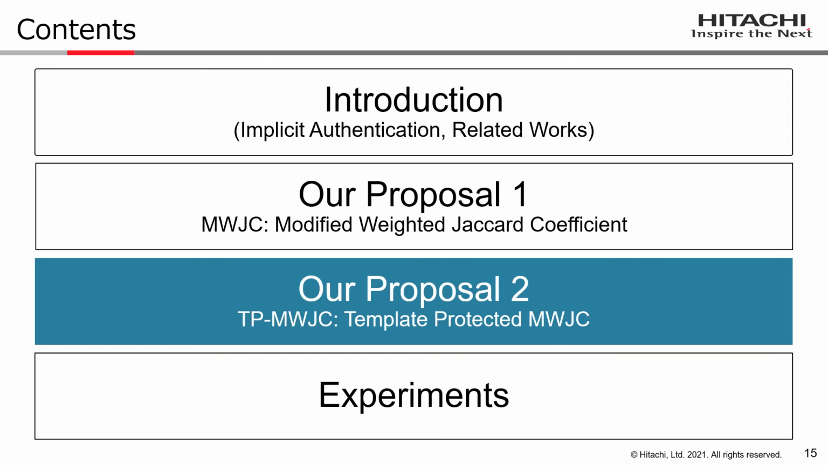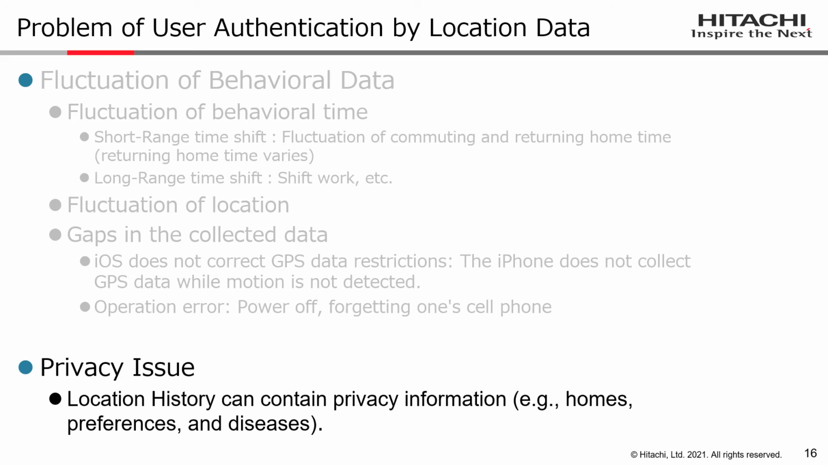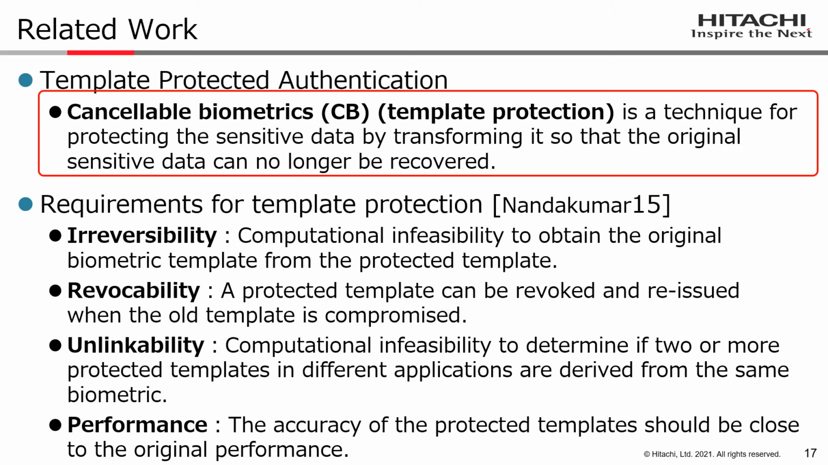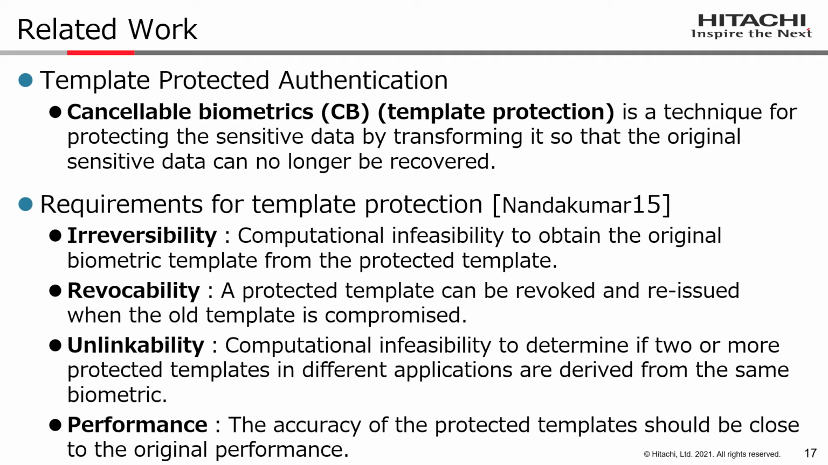Our proposal 2. As we mentioned previously, when we use location history for user authentication, we have to keep the data secure from the risk of data leakage. Cancelable biometrics is one of the template protection schemes where an intentional and systematic distortion is applied to the biometric data such that it is difficult to recover the original biometric data from the transformed data. CB schemes should meet these 4 criteria: irreversibility, revocability, unlinkability, and performance.